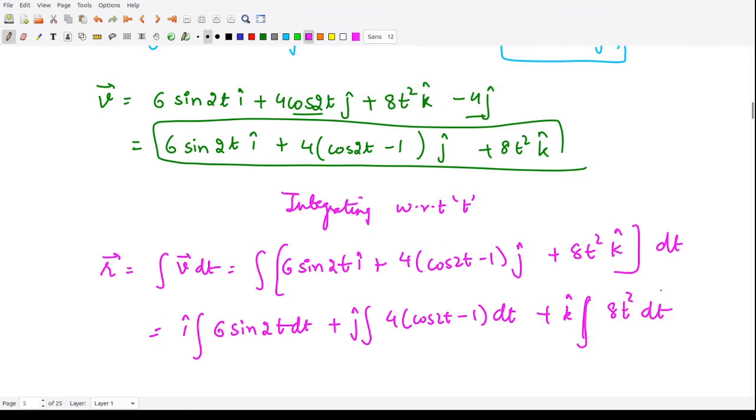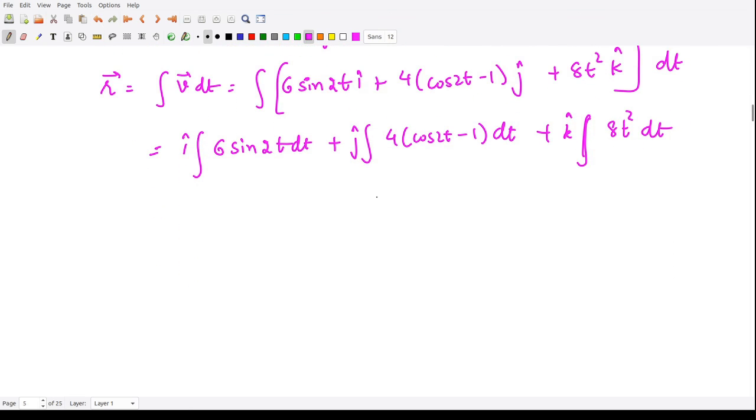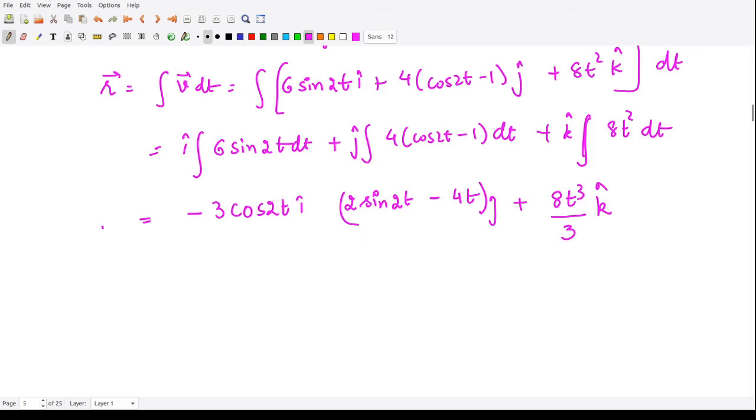So when you perform the integration here, the integration of sin 2t gives minus, so we obtain simply minus 3 cos 2t i cap, and then for this you obtain sin 2t into 2 minus 4t into j cap, and then you have here 8t cube by 3 k cap. So this is the vector r.